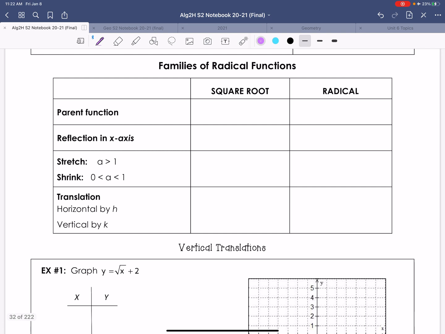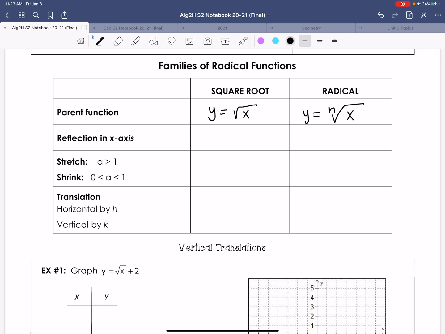Okay, so we're going to talk about the square root function and then the radical function. Parent function means that there's no stretches, no shrinks, no lefts, no rights, no ups, downs, none of that. So it's your parent, it's your base function. Our parent square root function would just be y equals the square root of x. Our radical function would just be y equals the nth root of x, whatever root this is, a cube root, fourth root, and so on.